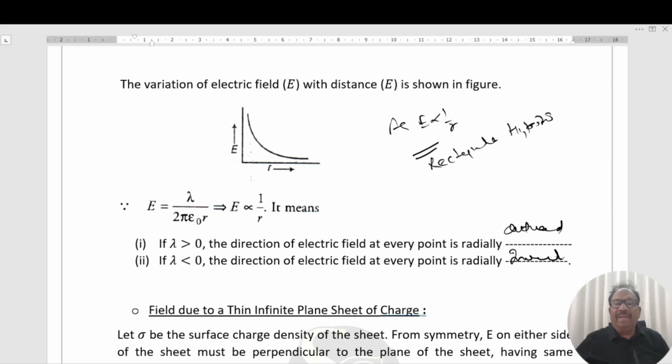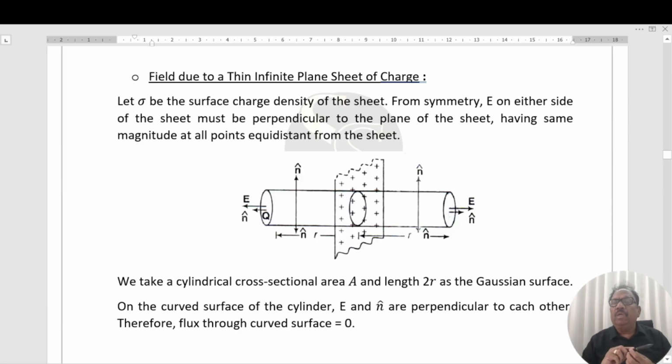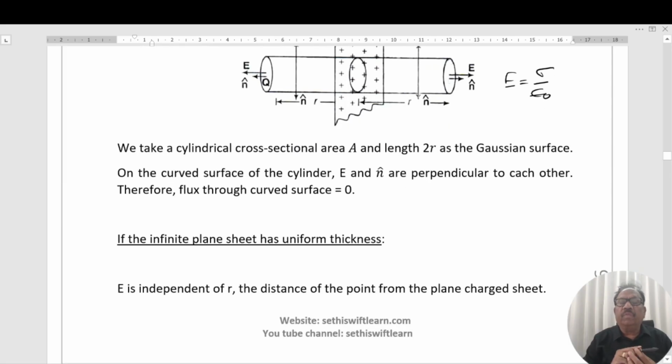Next, field due to a thin, infinite plane sheet of charge. In this case, E comes out to be sigma over 2 epsilon naught. And if it is a conducting sheet, E is sigma over epsilon naught. E is independent of r, the distance of the point from the plane charge sheet.